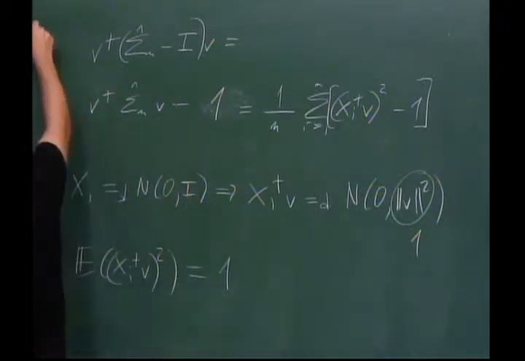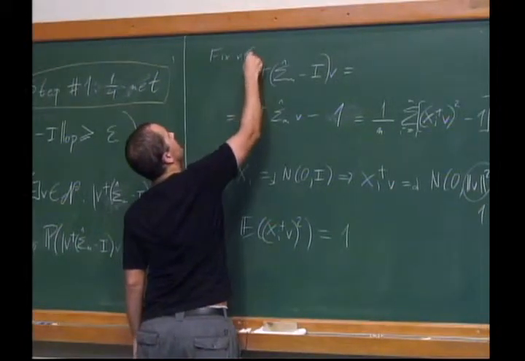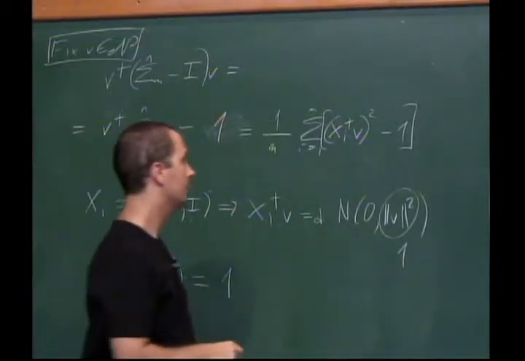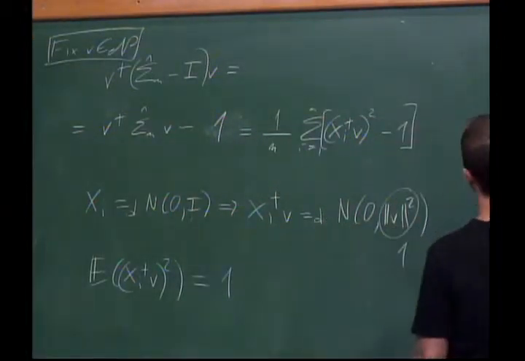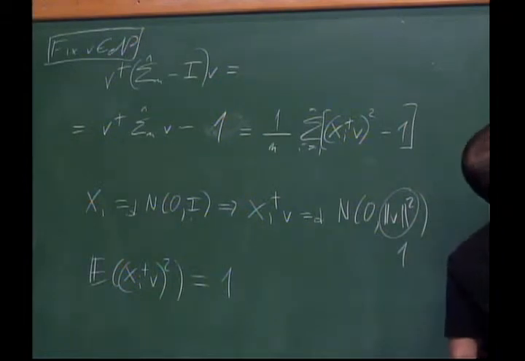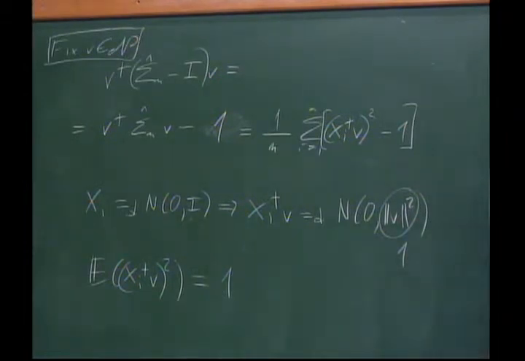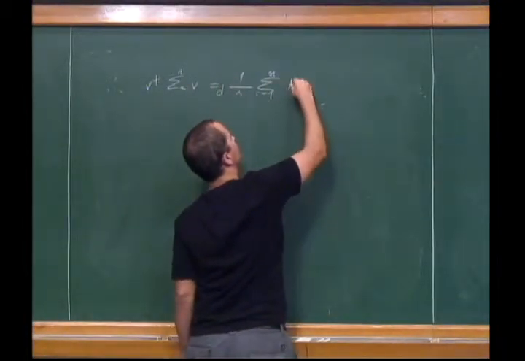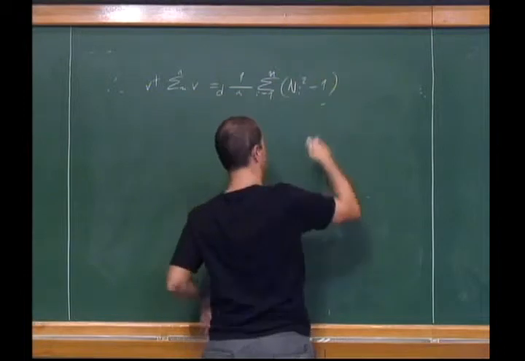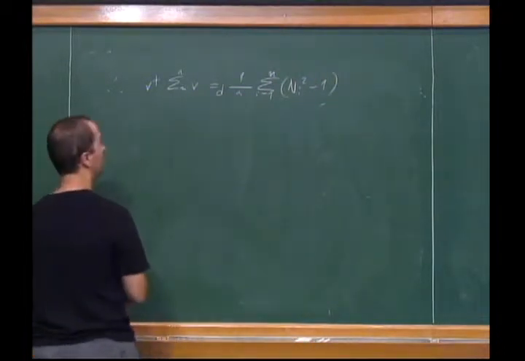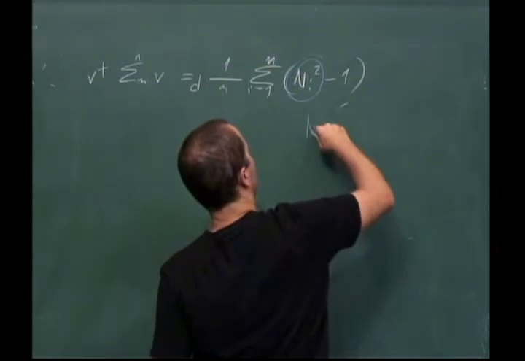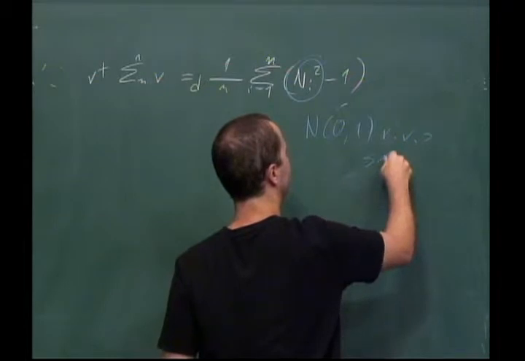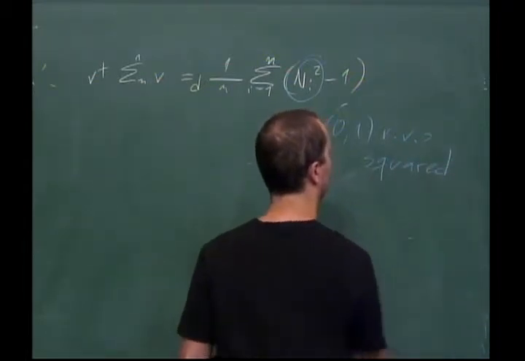So from now on, I've fixed V in the epsilon net. So what I have is just a sum that in distribution is equal to a sum of n_i squared minus 1. Well, these are normal 0, 1 variables squared, right?